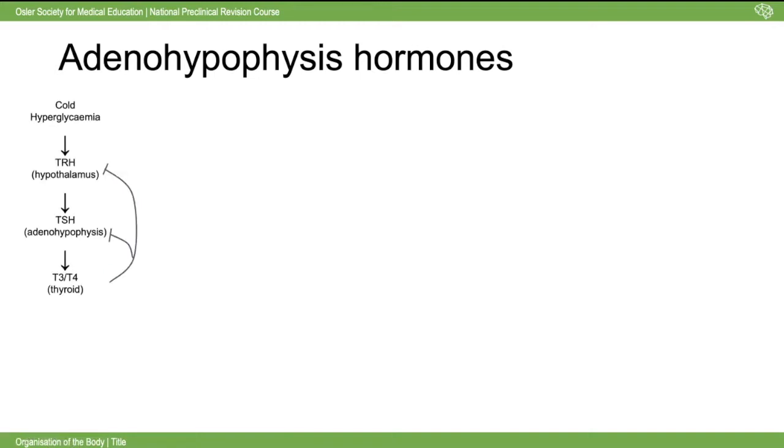So let's start by talking about TSH. So if you're cold or hypoglycemic, then the hypothalamus releases TRH, or thyrotropin releasing hormone.